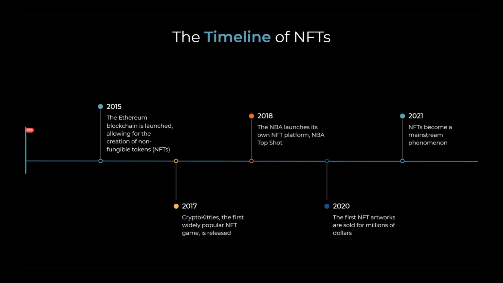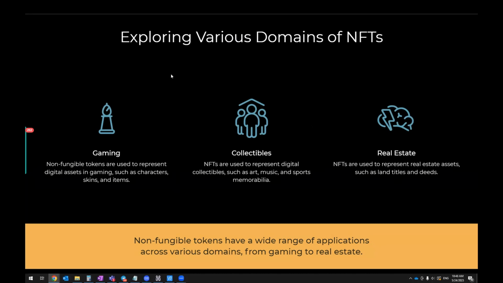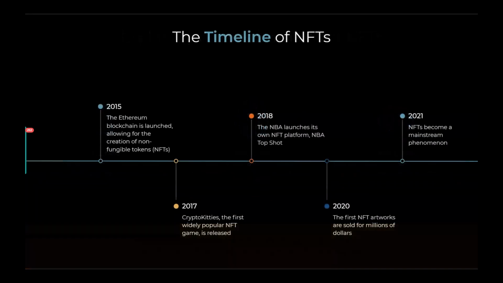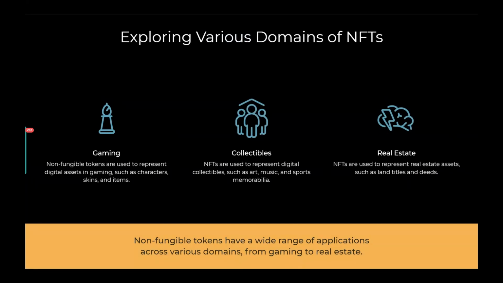In 2020, Beeple, a one-of-one artist, sold his painting for a whopping $69 million. And then in 2021, NFTs really became a mainstream phenomenon where everybody was talking about it, right? So now let's look at the different ways in which NFTs are being leveraged today. We spoke about gaming. In gaming, NFTs can be used to represent digital avatars, any collectibles in game, skins, any collectible items. So any digital asset in the game can be minted and collected as an NFT.